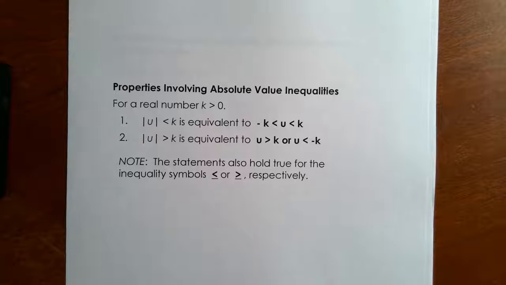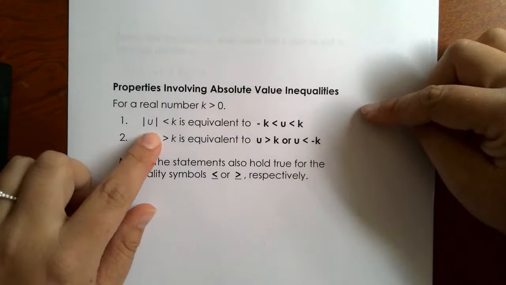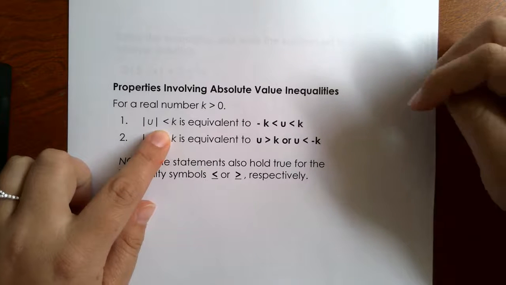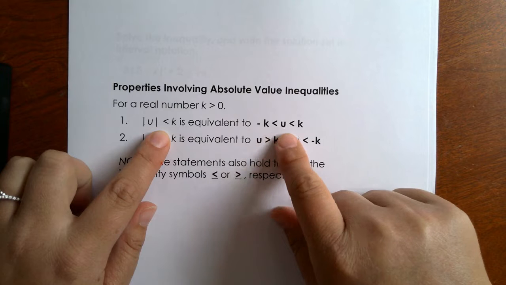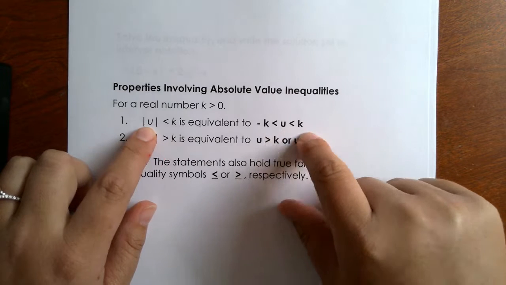Now we're going to switch to absolute value inequalities. Remember, an absolute value is a number's distance from 0. It takes whatever we get and turns it positive. So if I have an absolute value is less than k, whatever number k is, that's the same thing as saying negative k is less than whatever's in the absolute value is less than k.